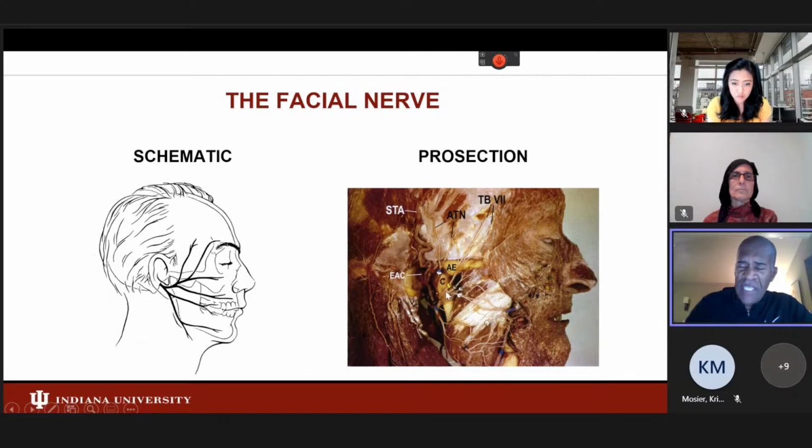And you can see C is obviously the condylar head and AE is the articular eminence, showing the importance and the intimate relationship of these 5 main branches of the facial nerve to the condyle. They need to be navigated and protected so they're not damaged during the course of a TMJ surgical procedure.